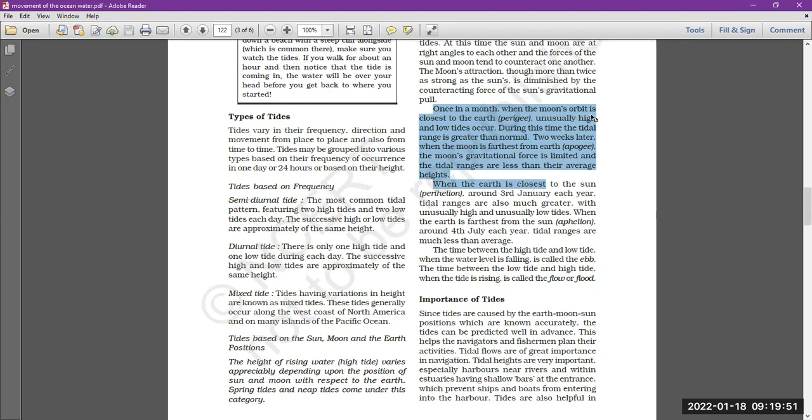So once in a month, when the moon's orbit is closest to the earth, unusually high and low tide occur. So during this time the tidal range is greater than normal. क्यों रेंज greater होगी? क्योंकि मून अब पास में है, पास में तो ग्रेविटेशनल फोर्स ज्यादा एक्सर्ट हो रहा है. So 2 weeks later, when the moon is farthest from the earth, the moon's gravitational force is limited and the tidal range is less than their average height.